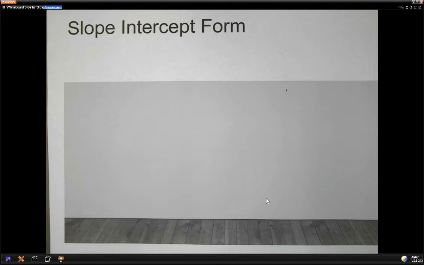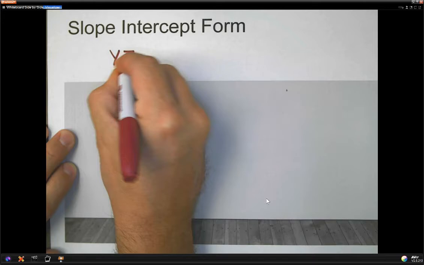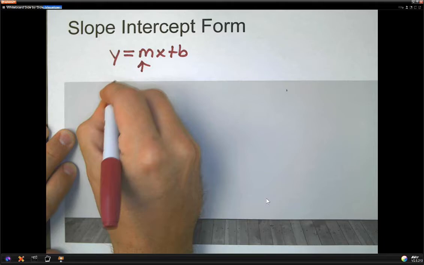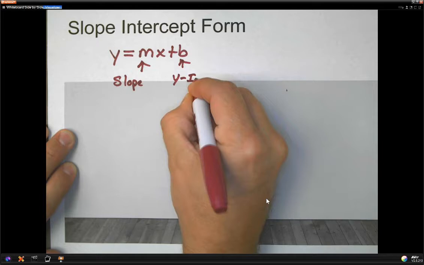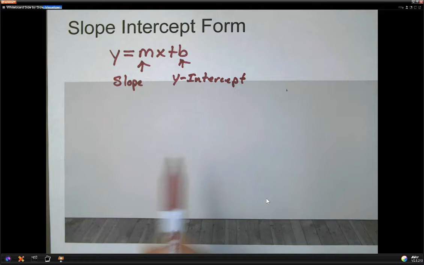Slope-intercept form is y equals mx plus b, m being your slope, and b being your y-intercept. Now, when graphing, it's good to have these two things because all we have to do is plot the y-intercept and then do the slope. So a couple of things to make note of.